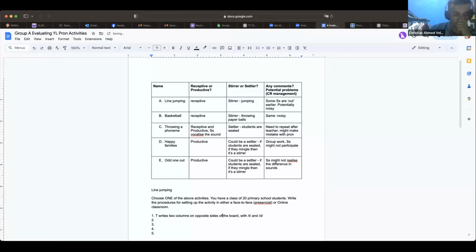Next step, they need to form a lineup in front of the board. Is it in pairs or is it single file? That is in a single file.